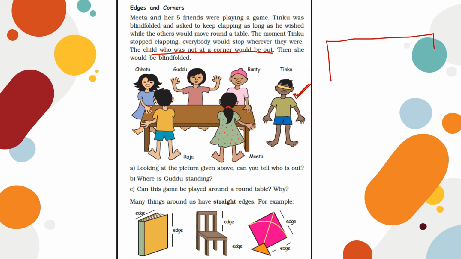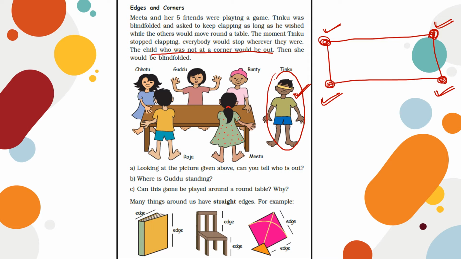So we have this table which is in rectangular shape. This is one corner, corner 2, corner 3 and corner 4. We have Meeta over here, Raja is here, Chotu is here and Bunty is here. We are not counting Tinku because he is the denner. Now where is Guddu? Guddu is here. He is not at any corner. Therefore, can you tell who is out? Yes, Guddu is out because he is on the edge, not on the corner. Where is Guddu standing? Guddu is standing at the edge.